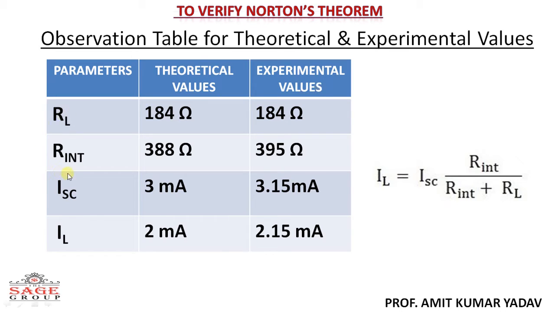Here you can see that load resistance is the same for both cases, theoretical and experimental. In the theoretical case internal resistance is 388 but the experimental value is 395, which is slightly different from the theoretical. Here theoretical ISC is 3 milliampere, experimental is 3.15. Theoretical IL is approx 2 milliampere but the experimental IL is approx 2.15 milliampere, and I have calculated these load currents by using this Norton standard formula.